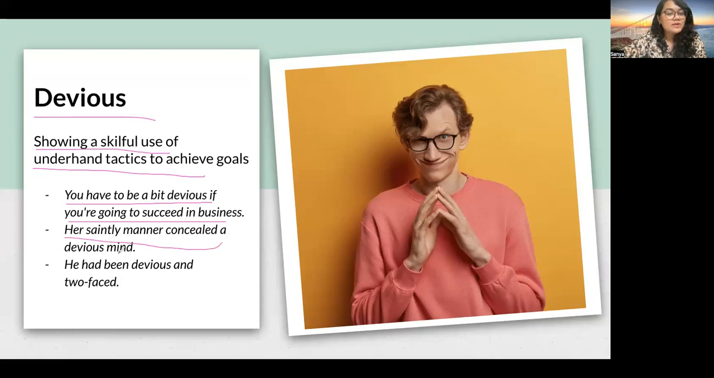Her saintly manner concealed a devious mind. That means although her manners were saintly, like a saint, she concealed, she hid a devious mind, a clever mind, a mind that could use tactics. He had been devious and two-faced. That means he had been someone who can use tactics to get his work done and is two-faced. Two-faced, he's something on your face and then totally someone else behind you, right? So that is two-faced. So the word was devious, someone who shows a skillful use of underhand tactics to achieve goals.